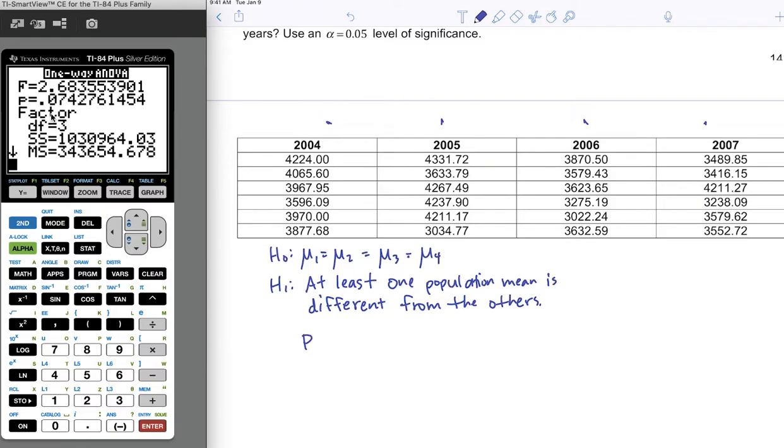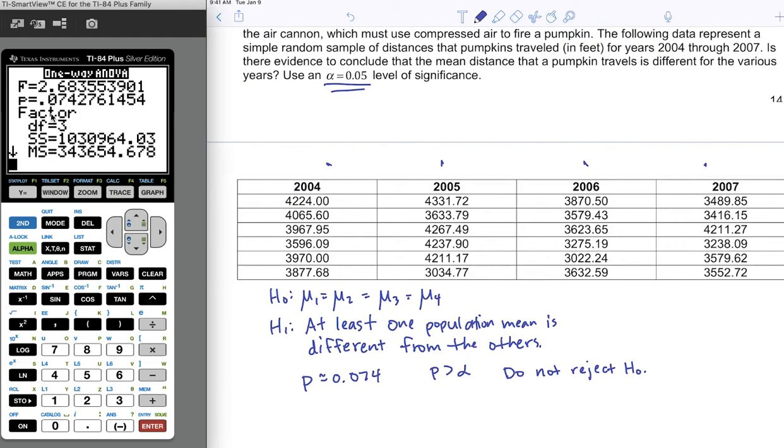P is approximately equal to 0.074. Our level of significance alpha up here was 0.05, so this was slightly higher, which means that our results are not statistically significant. So we do not reject H naught. Okay, this could just have occurred by chance, even if the means were equal.